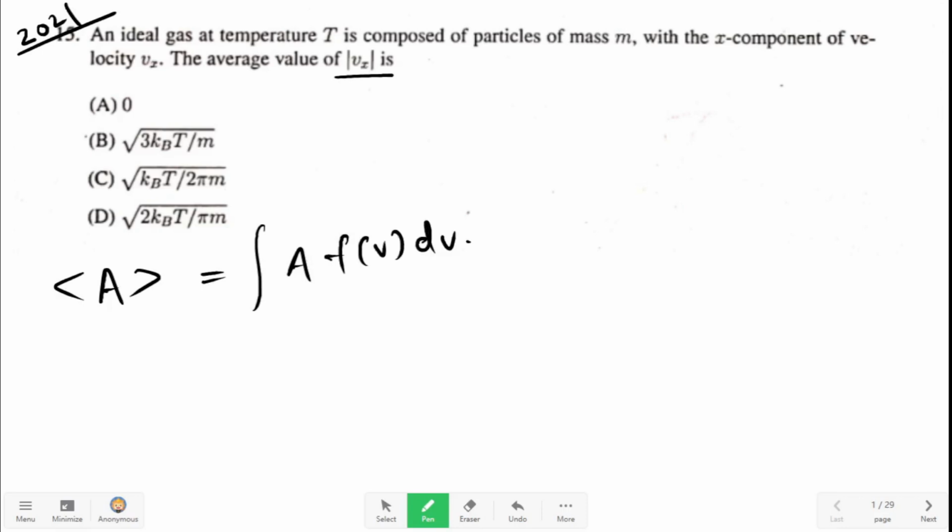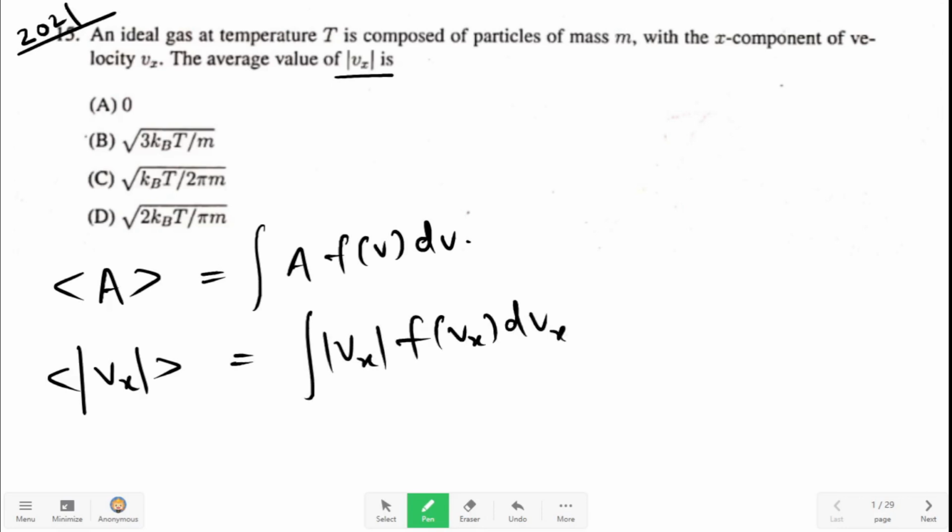Here f of V is the Maxwell velocity distribution function, or you can call it the Maxwell speed distribution function. There are different forms for the Maxwell distribution function. The form that we choose depends on what quantity's average we want to calculate. In this case, we have to calculate the average of modulus of Vx. Modulus of Vx average is equal to integral modulus Vx f Vx dVx. So we are choosing the 1D Cartesian form of the Maxwell distribution function in velocity space.